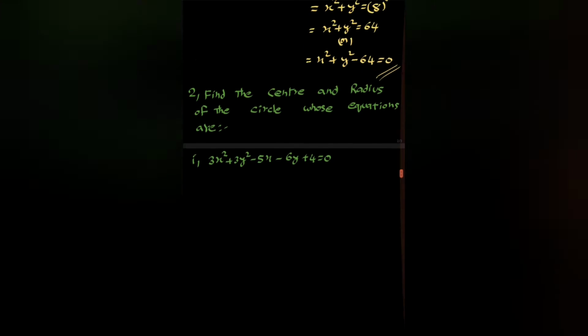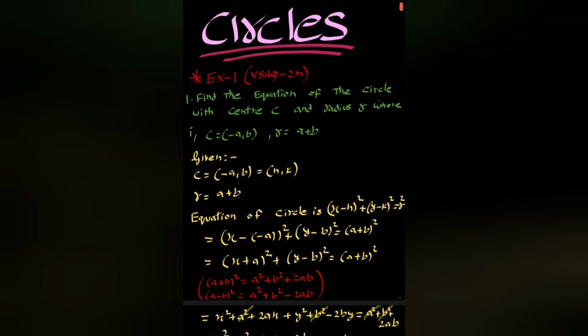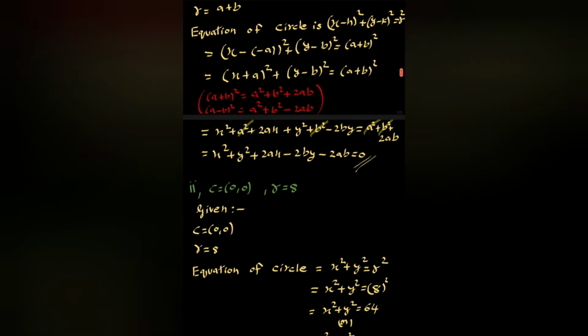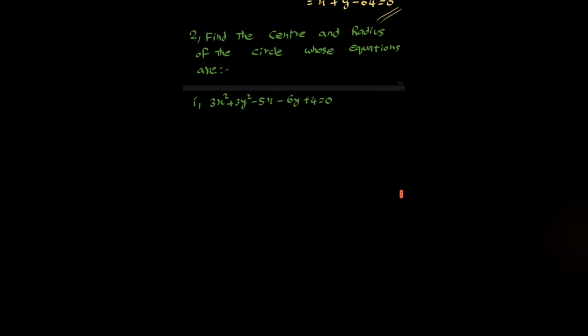In the previous question, they asked to find the equation from the given center and radius. So we know the formula, we substituted and we found the equation. But now in this question, they are asking to find the center and radius from the given equation.